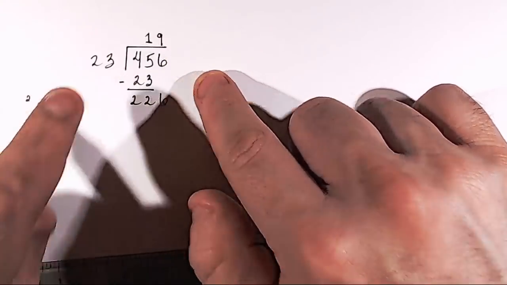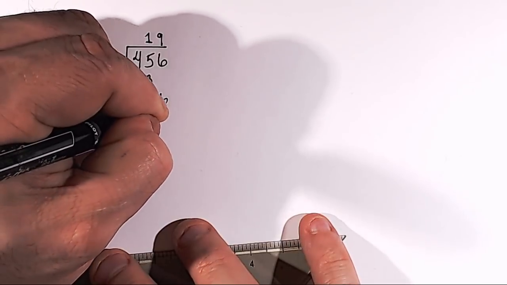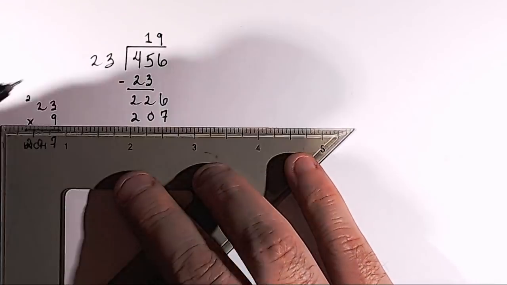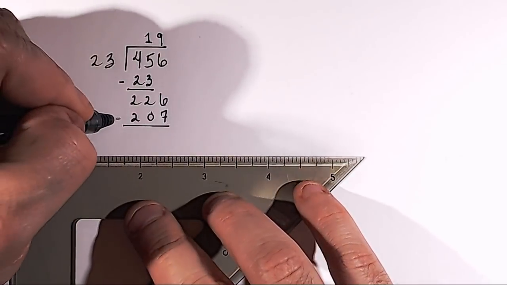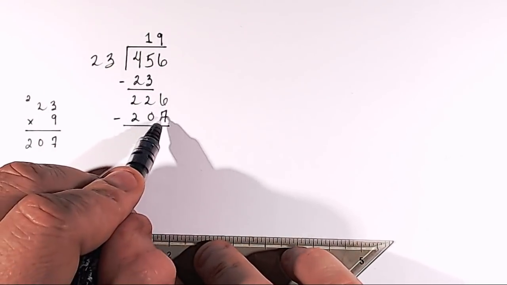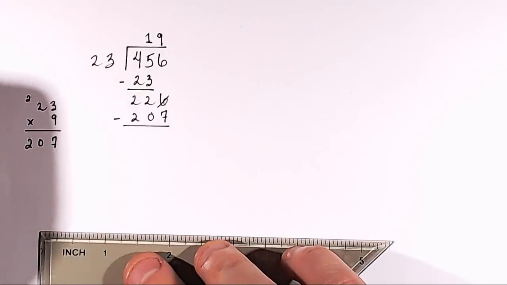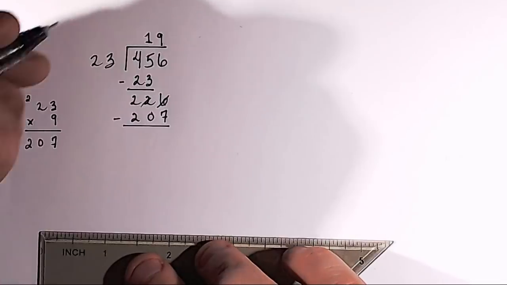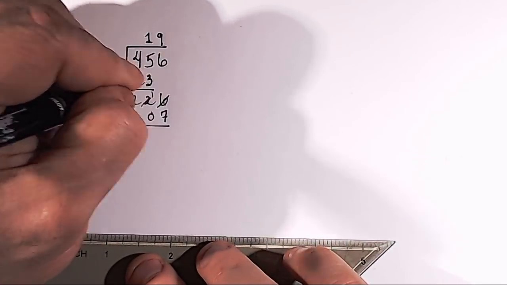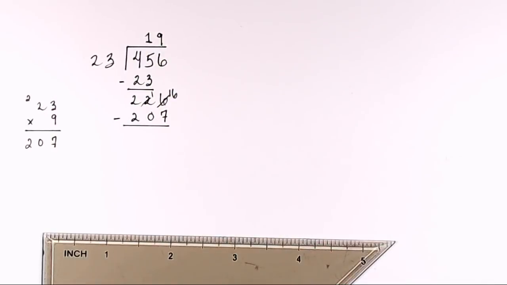And we have 9 times 23 gives us 207. This is what we will be subtracting now. Now remember our rule about subtraction. I cannot subtract 7 from 6, so I have to put an X there and put an X there and borrow. That becomes a 1 and this becomes a 16. I'm borrowing a 10.